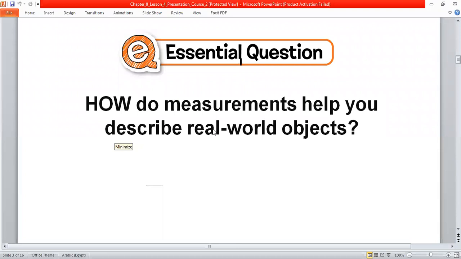We will start a new lesson. This lesson is talking about the volume of a rectangular prism, or the cuboid. We can call it by rectangular prism or the cuboid.